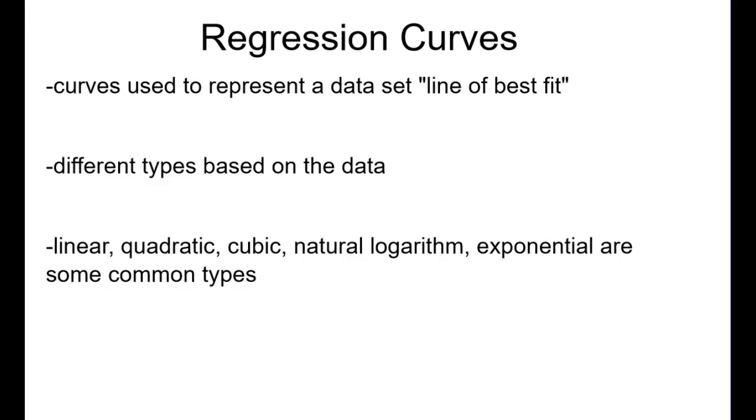To end this lesson, we're going to discuss regression curves, which are simply curves used to represent a data set. In Algebra 1, we worked with these. We found the line of best fit. We just dealt with linear equations when talking about regression curves. There are many different types of regression curves based on the type of data we have. Okay, some of the most common ones are going to be linear, quadratic, cubic, natural logarithm, and exponentials.